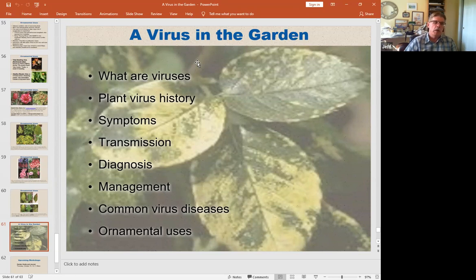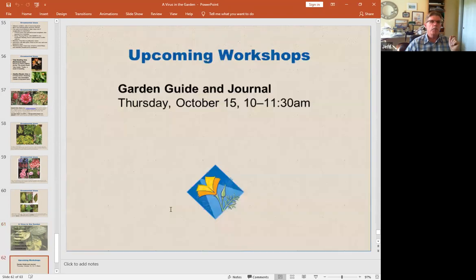There you have it. And that will influence your management, a lot of management and sanitation, alternate hosts, getting rid of them, reflective foil mulches for aphids and sometimes leaf hoppers, effective for that. Sanitation, like don't smoke and handle tobacco products out in your garden. I know nobody does that. And then we went through common virus diseases and ornamental uses.